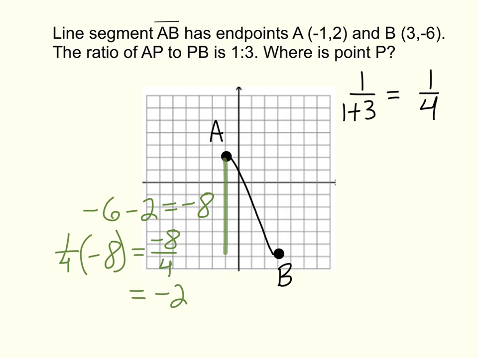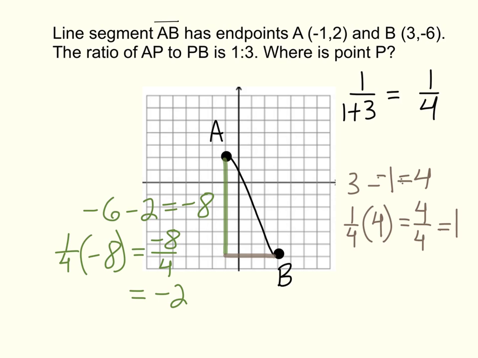Now let's take a look at our horizontal distance. The horizontal distance from A to B is 1, 2, 3, 4. We can get that by subtraction by saying 3 minus -1 is 4. Now what's 1/4 of 4? Just 1.